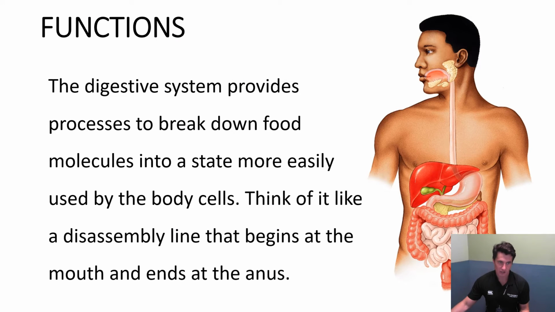So we can summarize all of that as the digestive system providing the processes to break down food into a state that is easily used by the body. So think of it as like a disassembly line that begins at the mouth and ends at the anus. Through that process, food is broken down chemically and mechanically, stripped of what the body needs, and then everything that it doesn't need is gotten rid of.